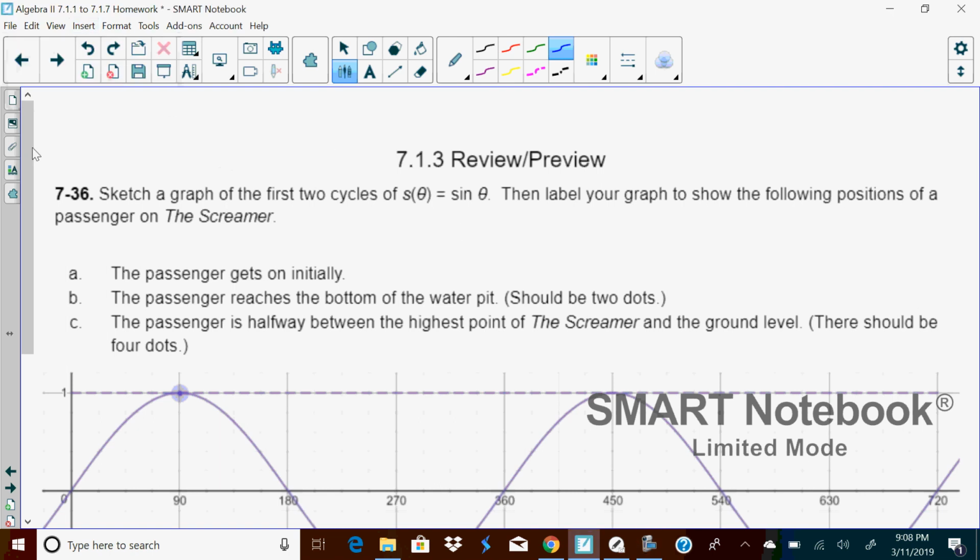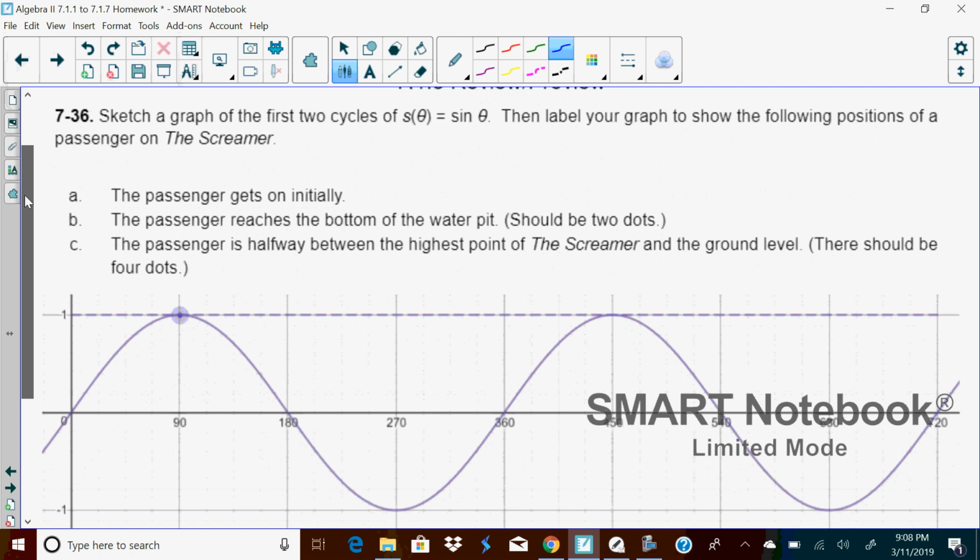Okay, here are the answers for the 713 review preview. This is sketch a graph. So this graph was sketched for you and label different pieces. So A is where the passenger gets on initially. So A would be right here.